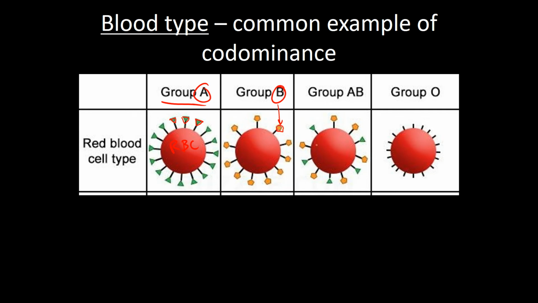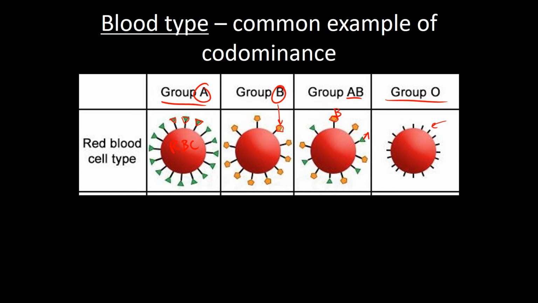And if you are AB, you might have guessed, then you are going to have both of those kinds of proteins on the surface of your blood cells. This would be the B, and this would be the A, so you have both of those on the surface. And then type O blood, you're actually missing proteins on the surface. You don't have either the A or the B. You have none of those.